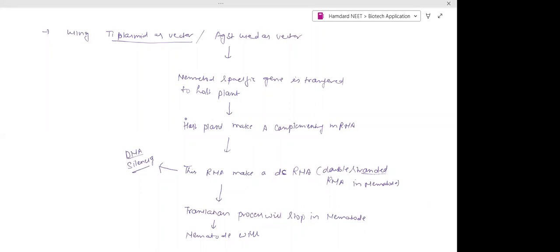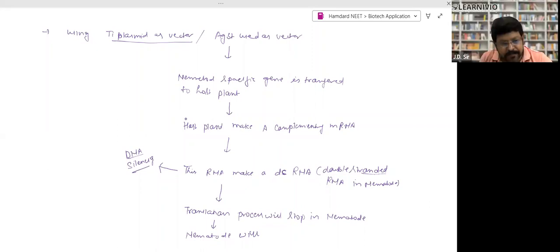Take the screenshot. Remember the name Meloidogyne incognita, this has been asked, and that RNA interference works against the nematode, this question has been asked. Gene silencing or DNA silencing, this is also a question. So this is all about this chapter.